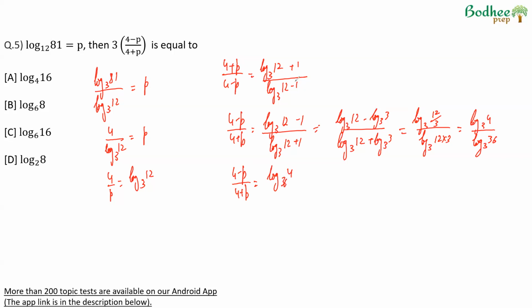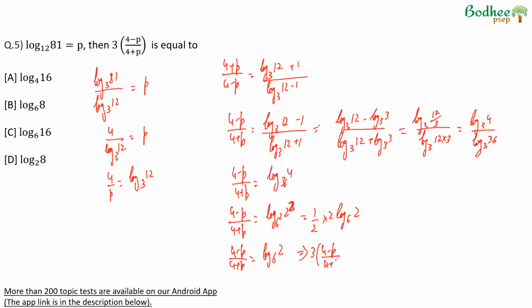to the base 36. This further can be written as log of 4 becomes 2 squared. Log of 36 becomes 6 squared. Taking the roots out, 6 squared, 1 by 2 comes out, 2 squared, 2 comes out, we get log of 2 to the base 6. And therefore 4 minus p upon 4 plus p is log of 2 to the base 6. Multiplied by 3, 3 into 4 minus p upon 4 plus p will become 3 into log of 2 to the base 6. Taking 3 to the power of 2, we get log of 2 cubed to the base 6. And therefore my answer becomes log of 8 to the base 6.